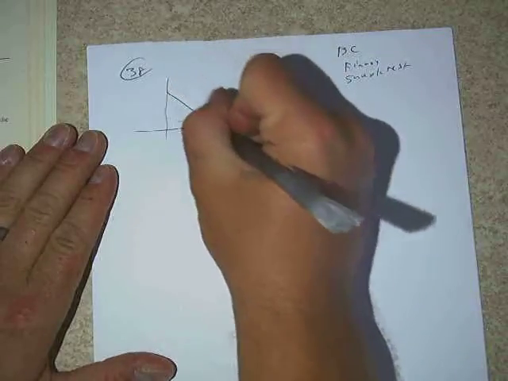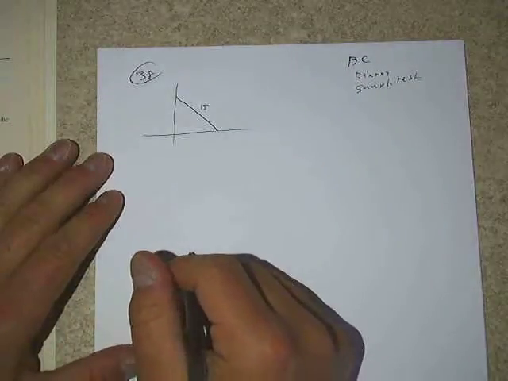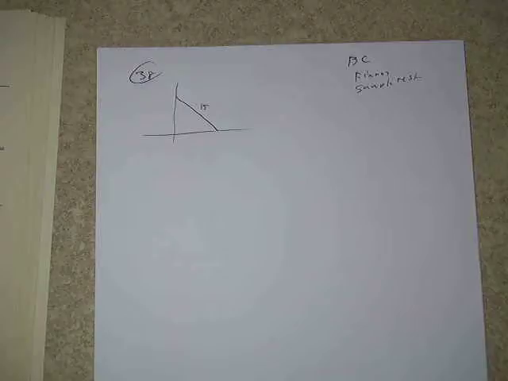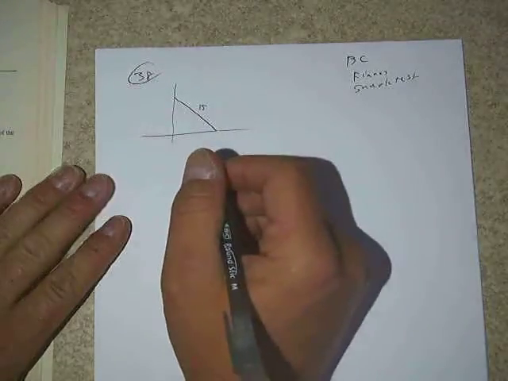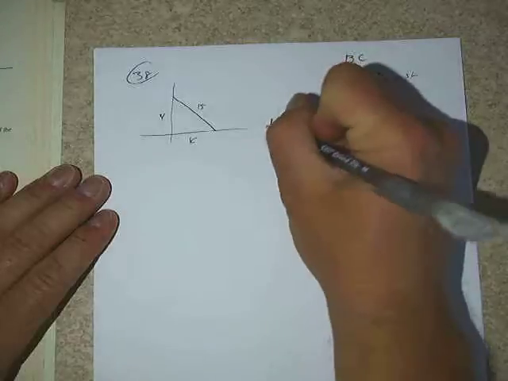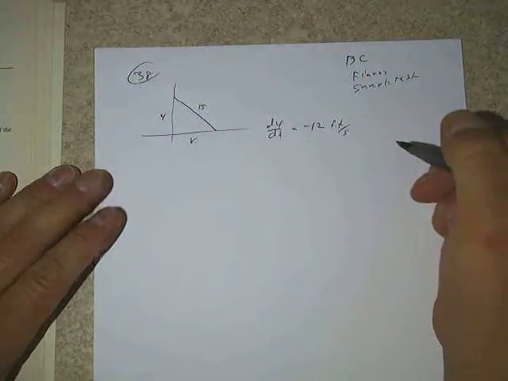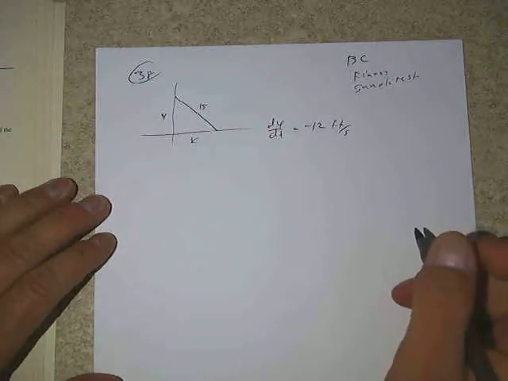Okay, number 38, looks like a related rates problem. We have this ladder falling down the wall. It's got 15 feet here. The ladder's falling, the ground is slippery. Labeling here, that's y, that's x, those are changing quantities. We know dy/dt here is negative 12 feet per second. And at the instant when x is equal to 9, we want to find dx/dt.